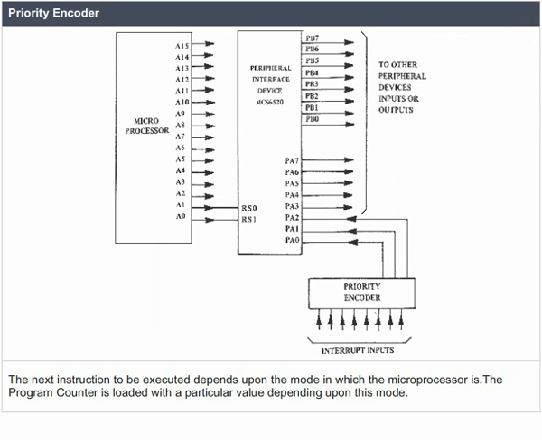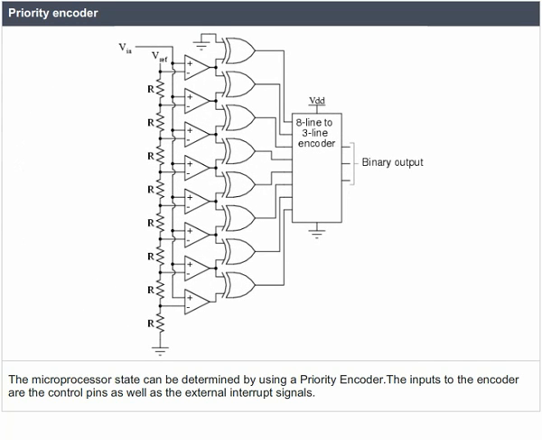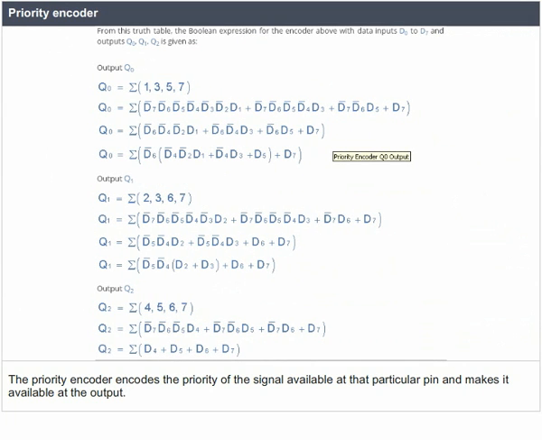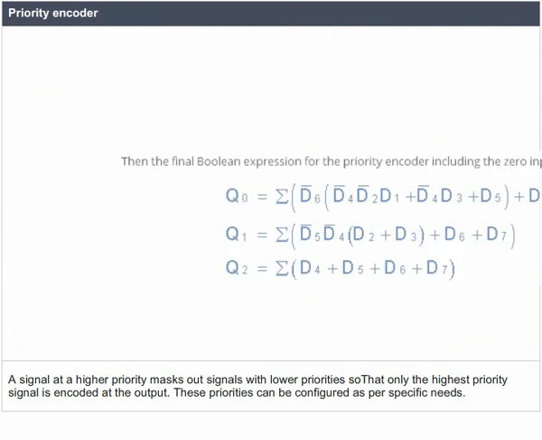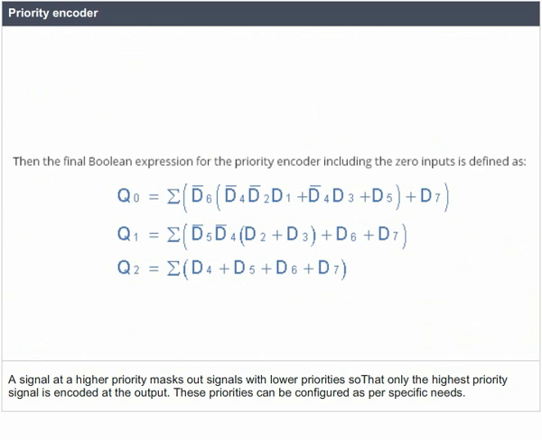The microprocessor state can be determined by using a priority encoder. The inputs to the encoder are the control pins as well as the external interrupt signals. The priority encoder encodes the priority of the signal available at that particular pin and makes it available at the output. A signal at a higher priority masks out signals with lower priority so that only the highest priority signal is encoded at the output. These priorities can be configured as per specific needs.